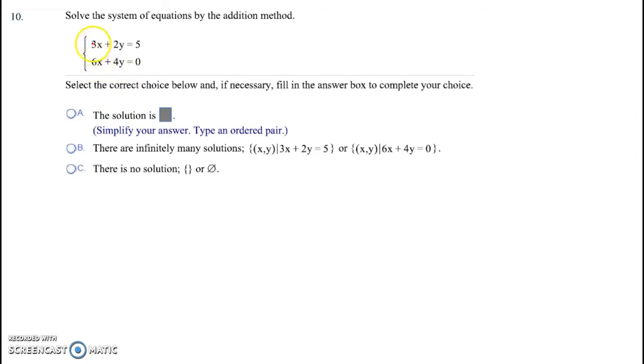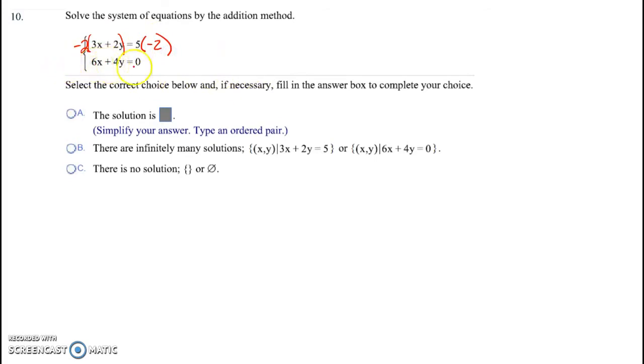I can see that I could multiply this equation by 2 or negative 2. That would give me a negative 6, and those would cancel. If I multiply by negative 2, that would give me a negative 4, and those would cancel. So it looks like I'm just going to multiply this equation by negative 2.